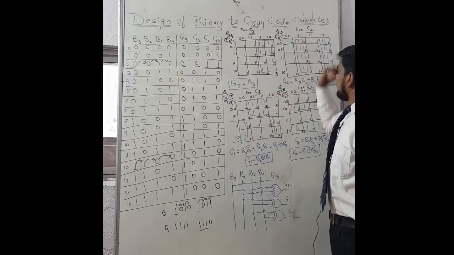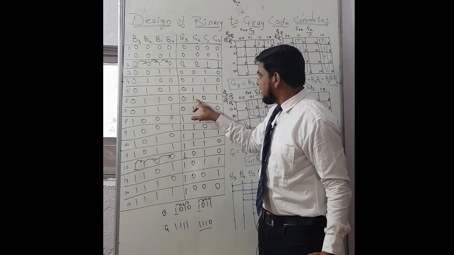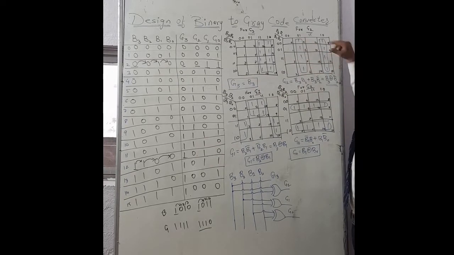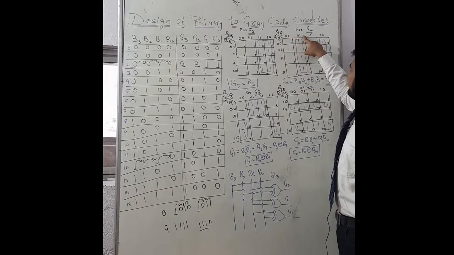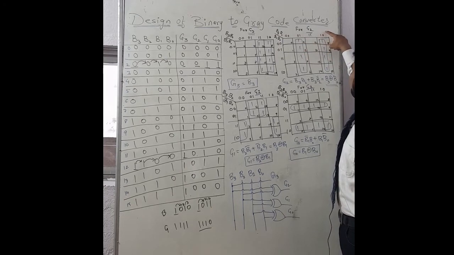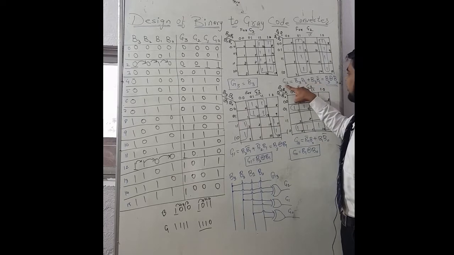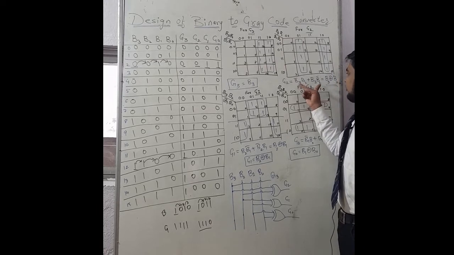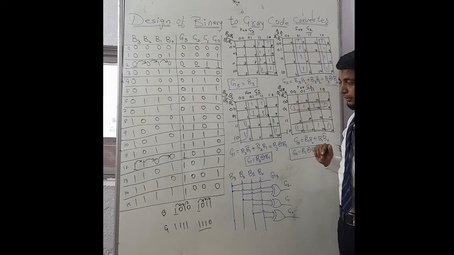Next for G2, see the number of ones in G2, starting from 4, 5, 6, 7, 8, 9, 10, 11. So these are the min terms that appear in G2. Now we have to write the output expression for this G2. So this is B3 bar B2 and B3 B2 bar. This is the output expression for G2. All these terms are going to be cancelled. Now we know that this is the output expression of an XOR gate, so we can reduce it to B3 XOR B2.